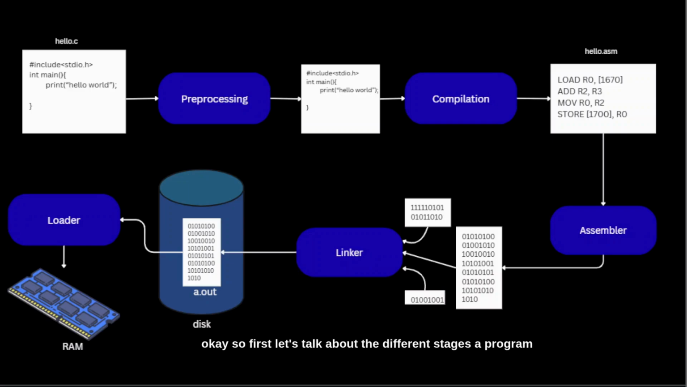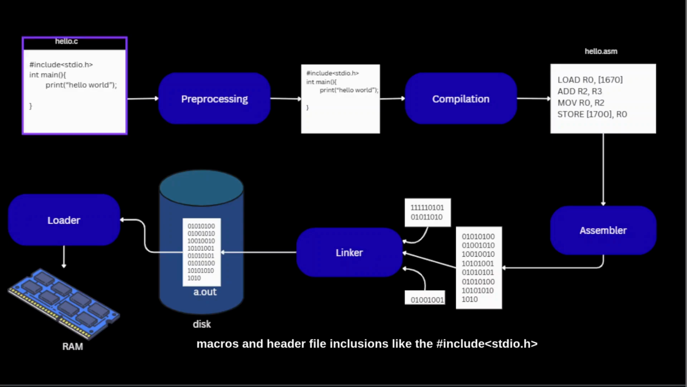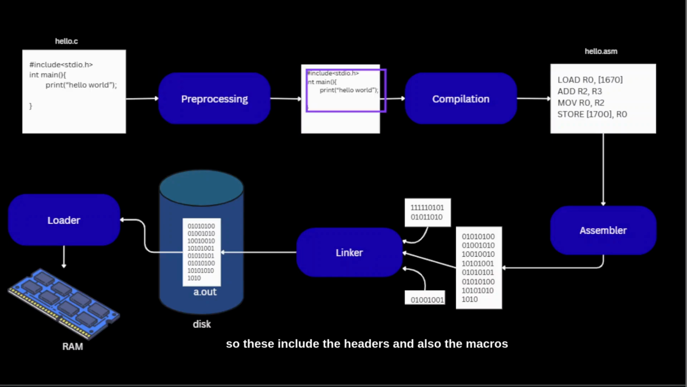Okay, so first let's talk about the different stages a program goes through in a C compiler, like say GCC. First stage is pre-processing. In pre-processing, we handle macros and header file inclusions, like #include <stdio.h>, or macros such as #define PI 3.14, which substitutes the value of pi as 3.14 before even compiling it. This is a part of pre-processing. So these include the headers and also the macros.